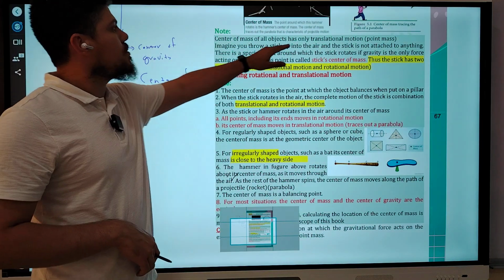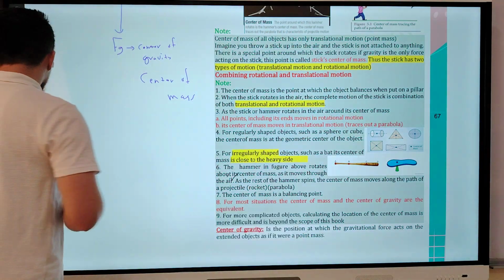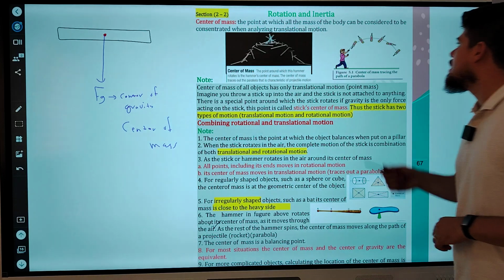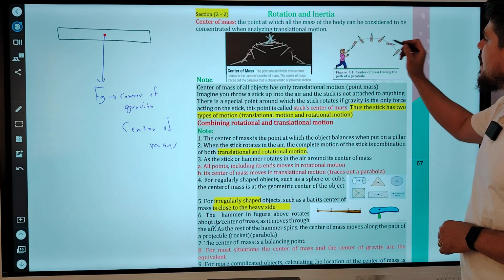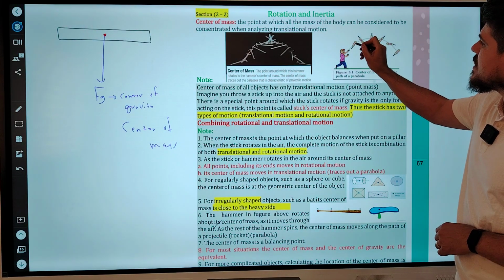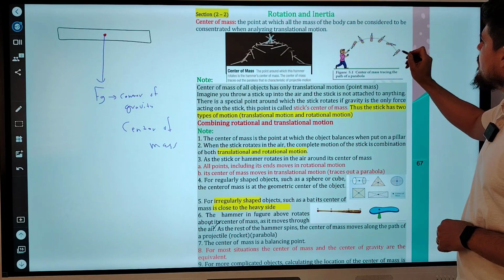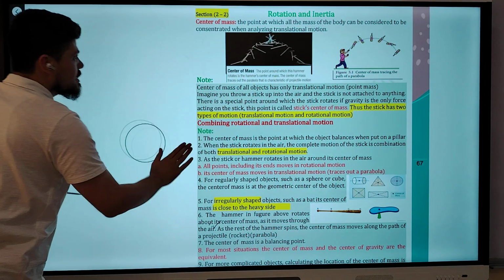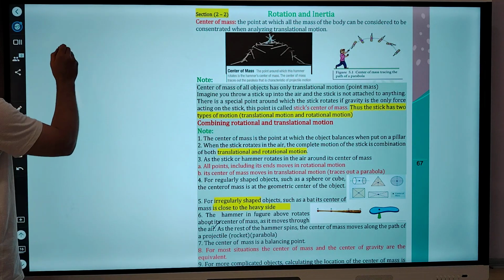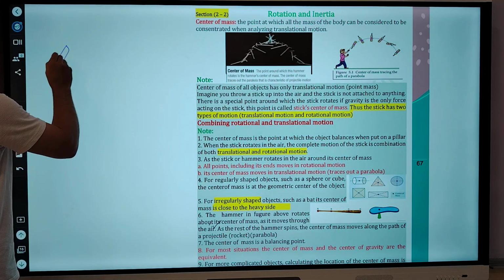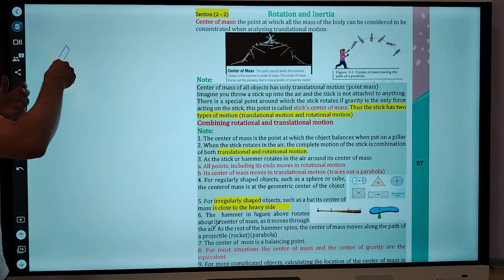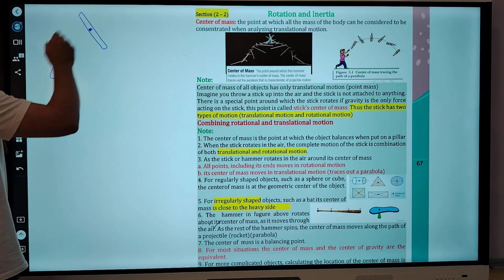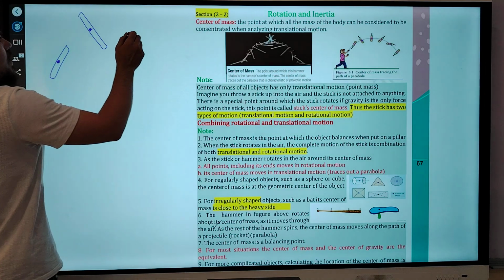The center of mass of an object has only translational motion. As you can see in this picture, when this guy throws this object, this bottle, where is the center of mass? The center of mass is located here. The center of mass has only translational motion. For example, if you throw this bat, this is the center of mass, and when you throw the bat, it is rotating around the center of mass.